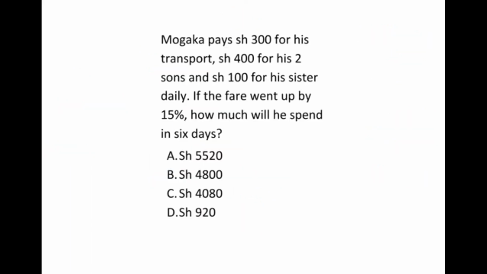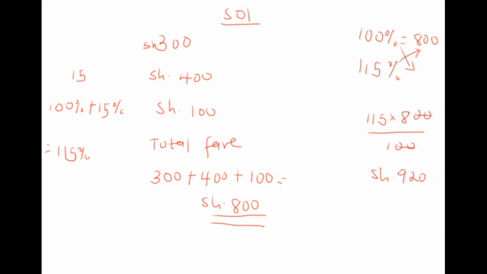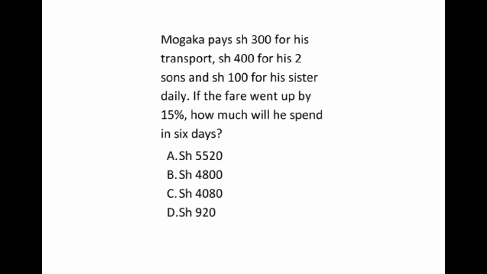And the question asks us, how much will he spend in 6 days? Therefore, we take 920 times 6, which gives us 5,520 shillings. So in 6 days, Mungaka will pay 5,520 shillings. Therefore, the correct choice is A.